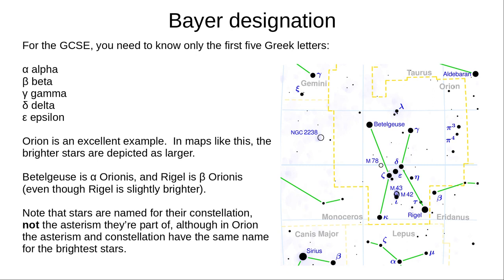You don't need to learn the Latin names for constellations, as it should be clear that, for example, Orionis is Orion. Note that we name stars for their official constellation, rather than their unofficial asterism. The brightest stars in the constellation Orion happen to be the brightest stars in the asterism Orion, but this isn't always the case. Also, note that the Bayer designation is only used for stars. Nebulae and galaxies don't follow this method.